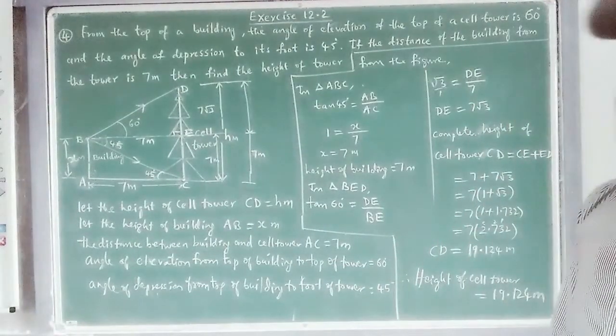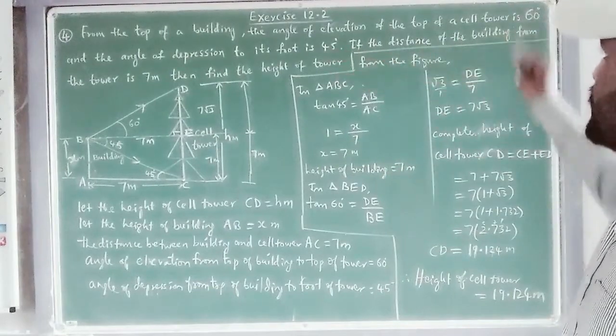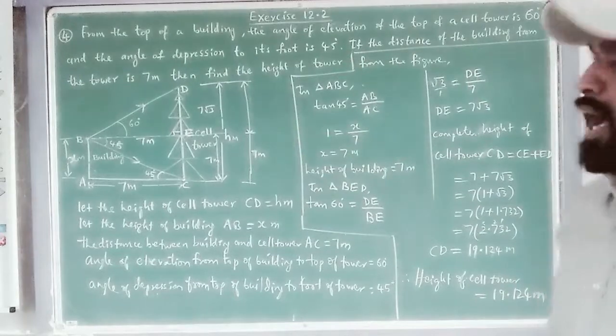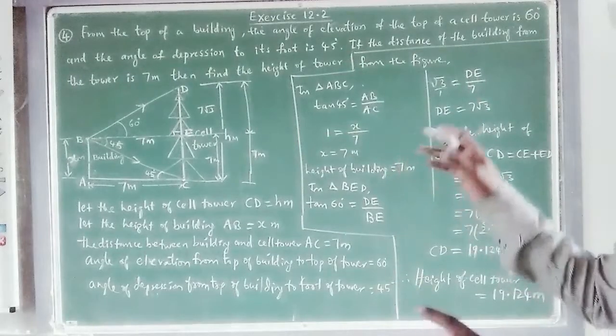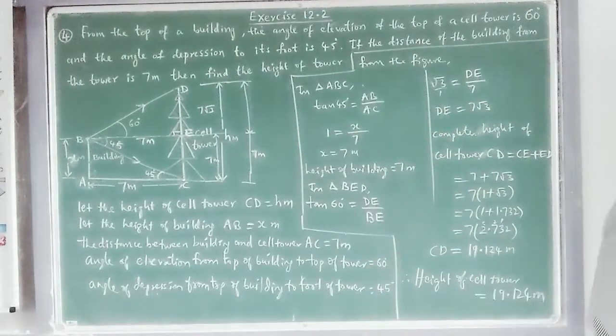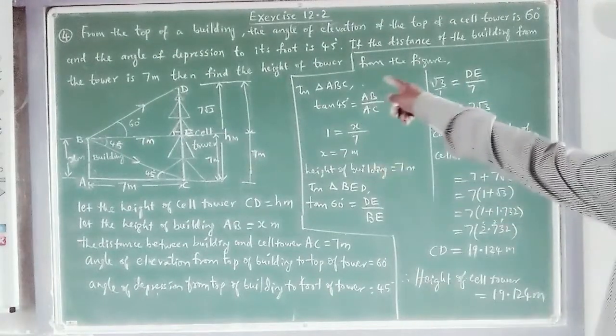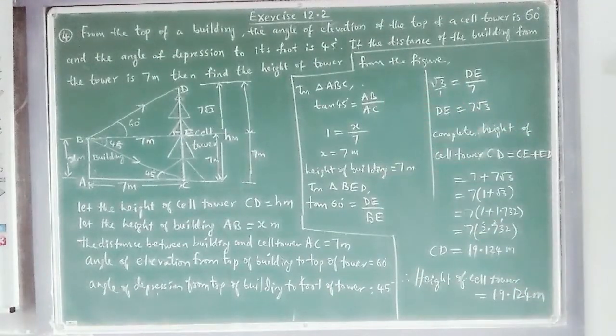Hope you all understood. Simple. Read the complete question. According to the question, if you draw the figure properly, assigning the values according to the question, by utilizing the trigonometric ratios, we can easily find the height of the cell tower, which we got as 19.124 meters. Let's continue with the next question.